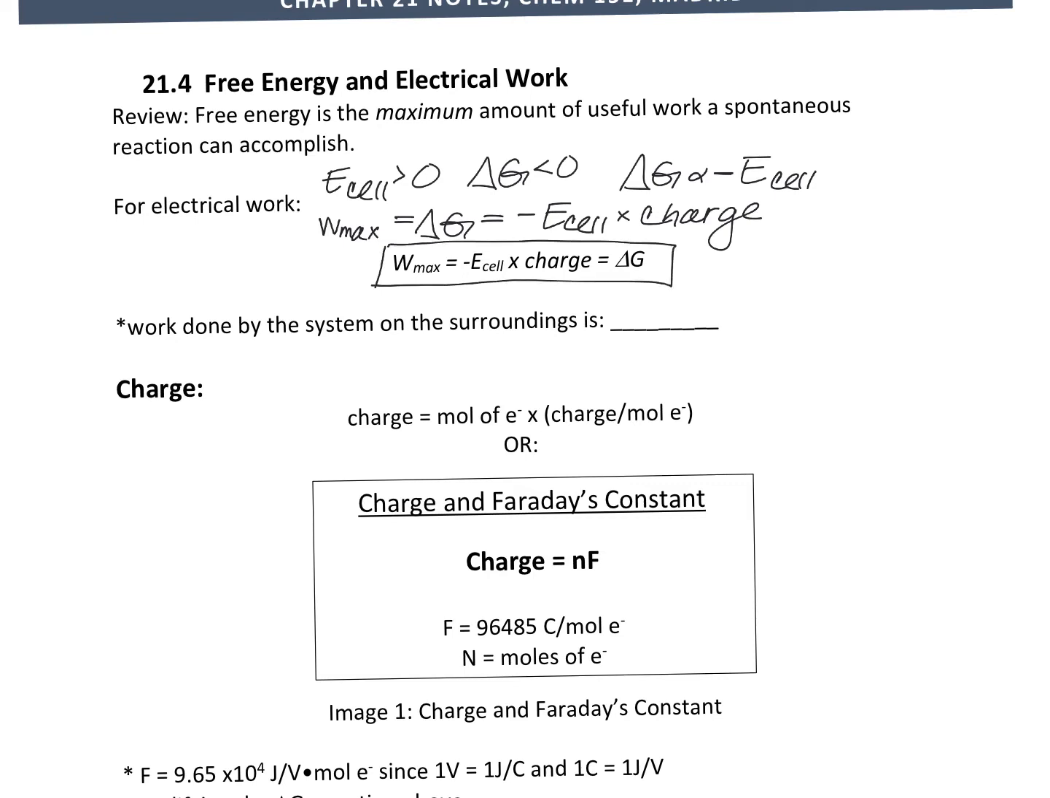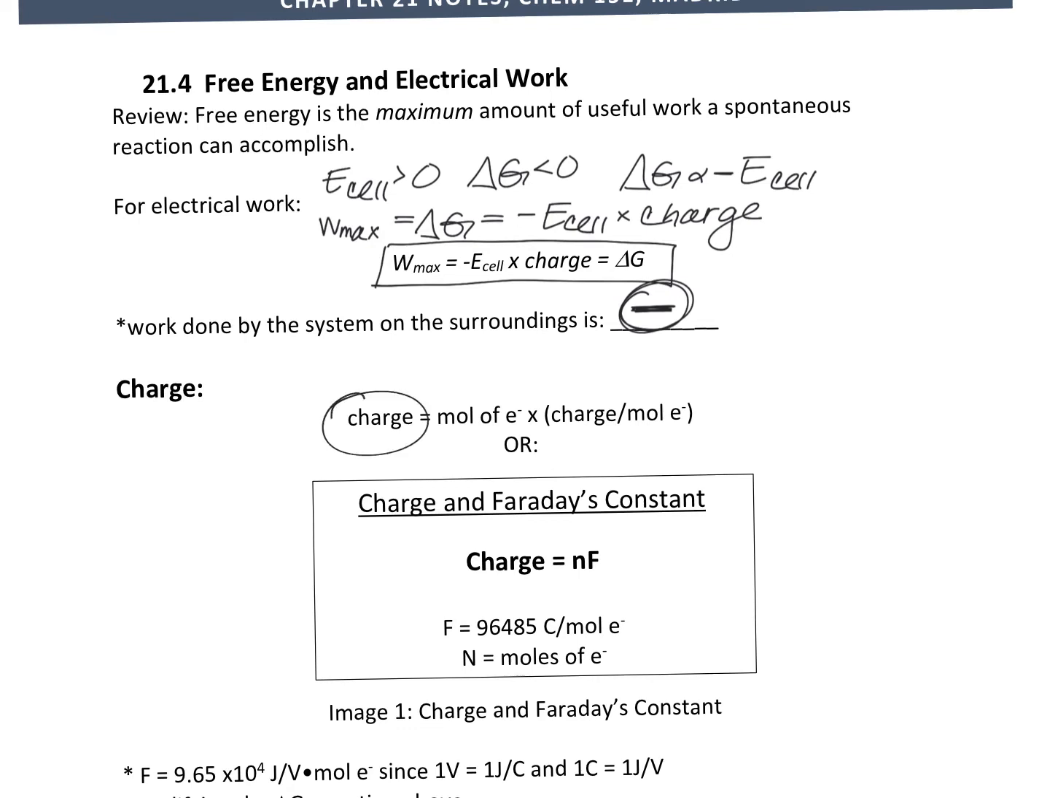So we are relating free energy to cell potential and electrons themselves, which have a charge. Work done by the system on the surroundings is always going to be negative. Whenever we talk about work being done, that is a negative value. Okay, what is charge though?